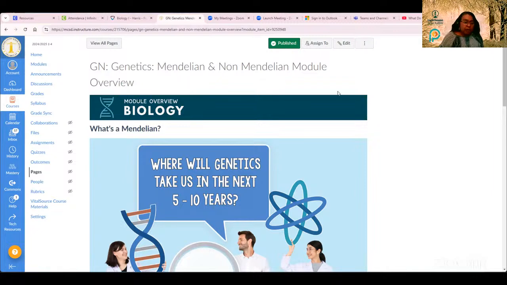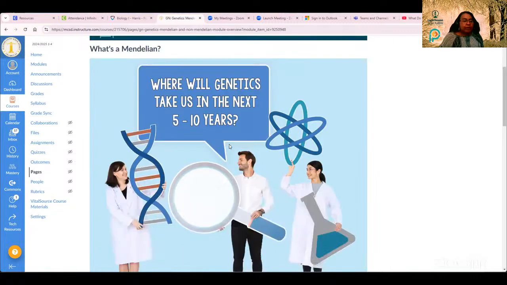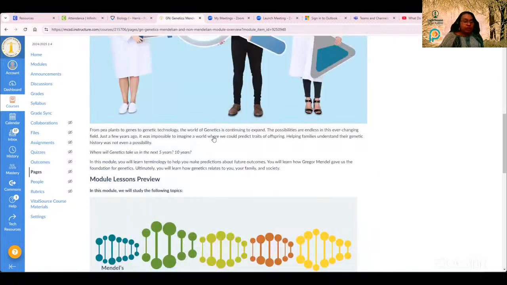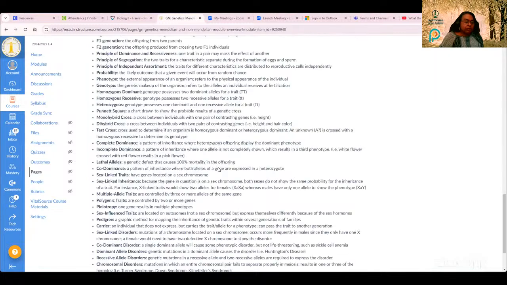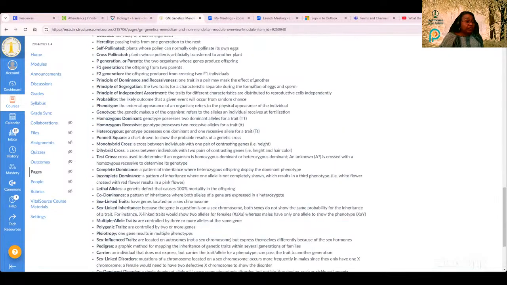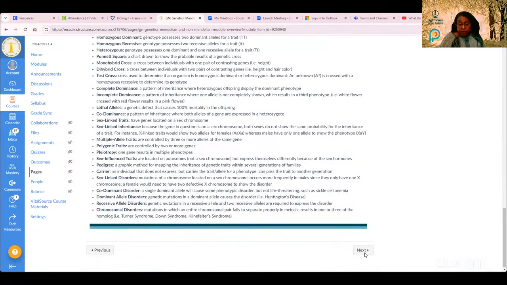Mendelian and non-Mendelian module. All right, so all I need for you to do right now is to just read this first paragraph here and then spend some time looking at these vocabulary words. After I take attendance, we're going to do the first block on the next page.